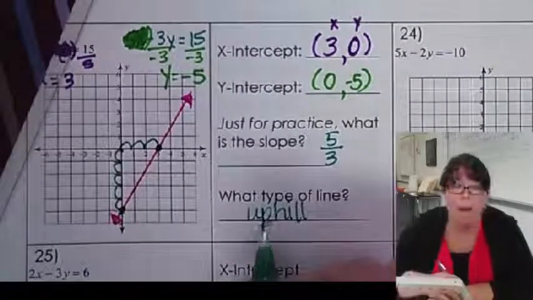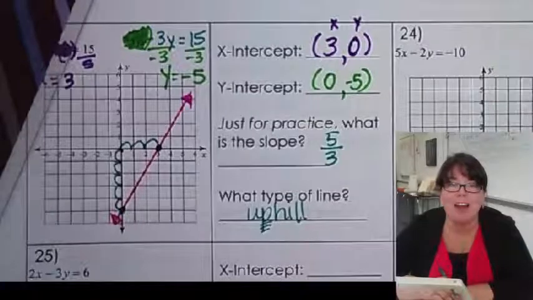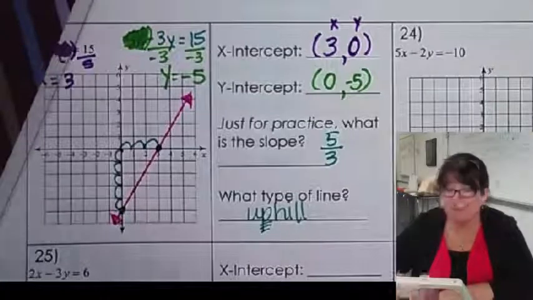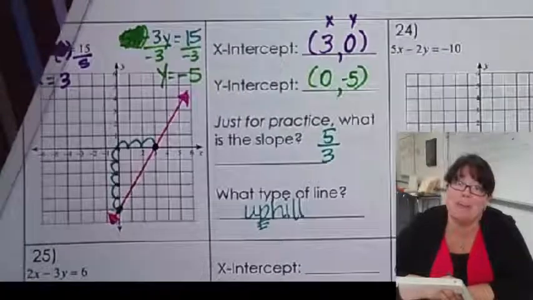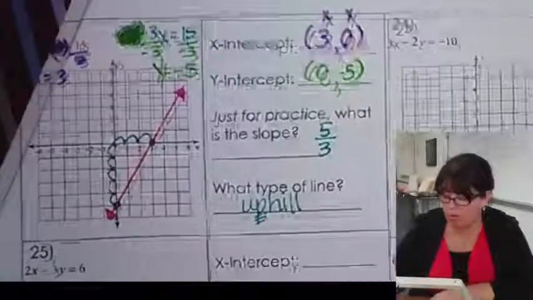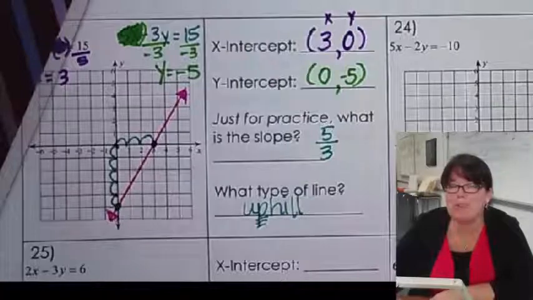And it's a positive slope, so the type of line is going to be uphill for positive, uphill. And when I look at my graph, that is in fact how it turns out, so I know I did it right. Why don't you pause the video, give number 24 a try. Come on back when you think you've got it.